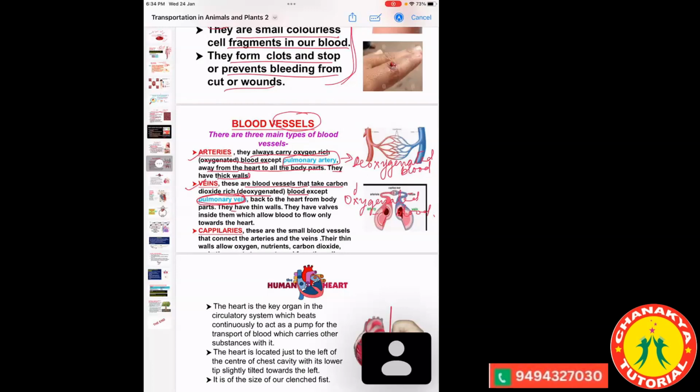So the arteries have a thick wall, whereas the veins have a thin wall. And the special feature of the vein is that they have valves. Valves, basically, are openings. So they have valves which allow blood to flow only to one side, in one direction. So always with the help of the valve, the blood will flow in only one direction. It does not go back. It will keep on flowing in the forward direction, not in the backward direction. So this is a special feature of the vein.